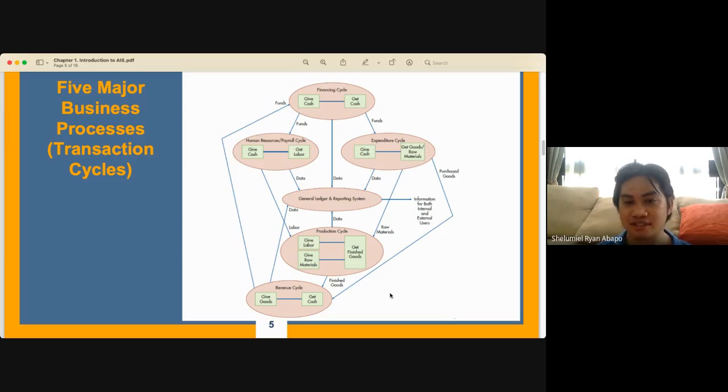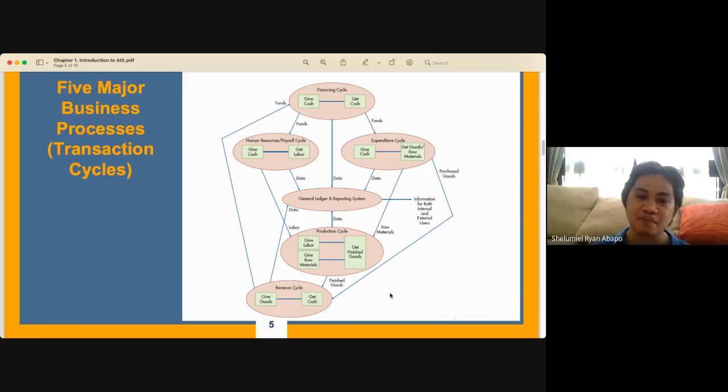And of course, the raw materials that have been transferred from the expenditure cycle, together with direct labor and overhead, will comprise the cost of goods manufactured. Right? And then once the revenue cycle yields earnings from sale, the funds will be forwarded to the financing cycle, because these will form part of the cash balance or the cash holdings of the entity. Now, for the human resource payroll cycle, you notice that it gets funds from the financing cycle, because obviously you'll be paying out people for their salary on a regular basis, right?